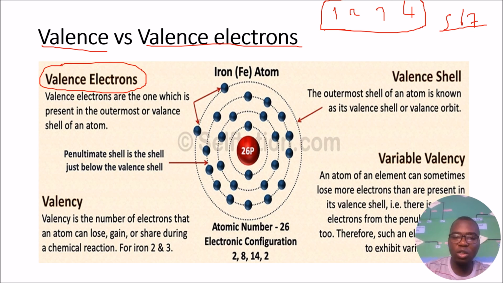So please take note that valence electrons simply refers to the total number of electrons in the outermost shell, whereas valency is the number of electrons that an element can either accept, lose, or share in order to obtain an octet configuration, which is simply the total number of 8 electrons in the outermost shell.